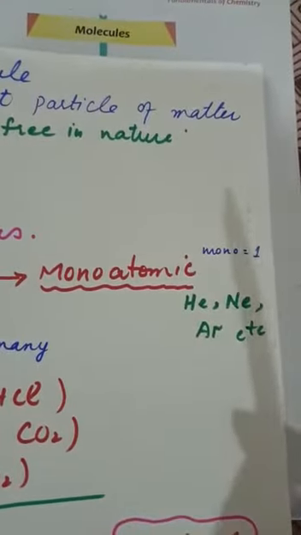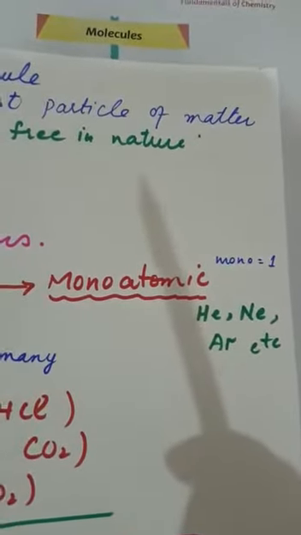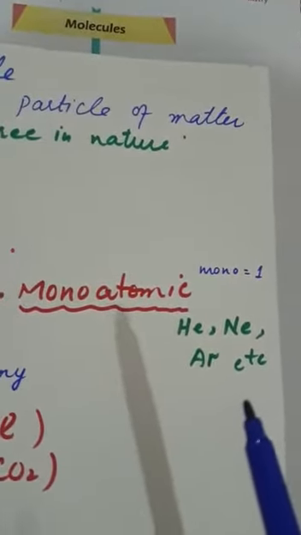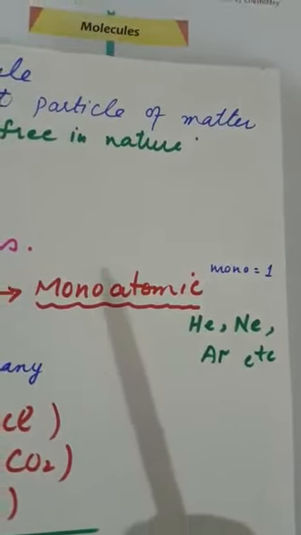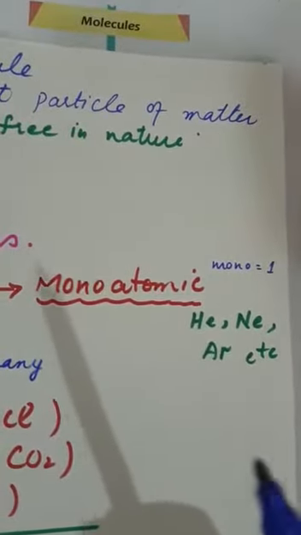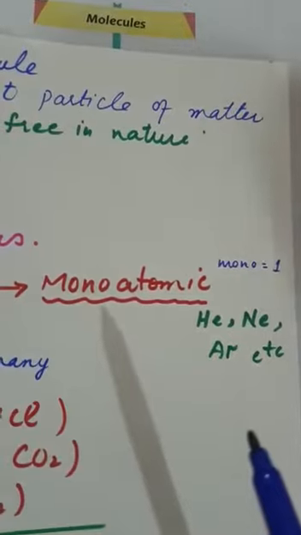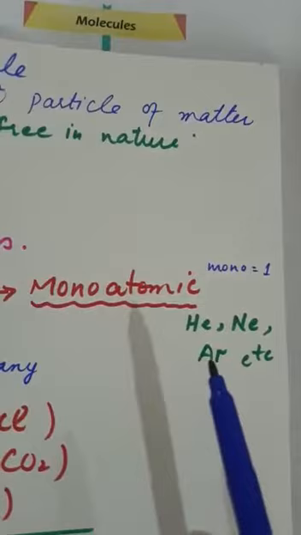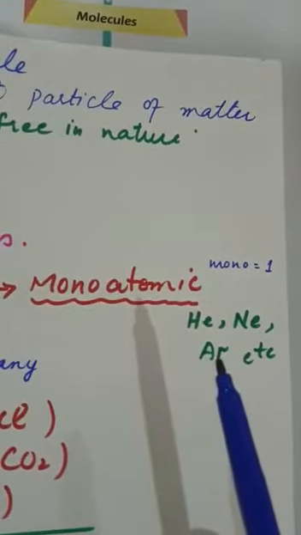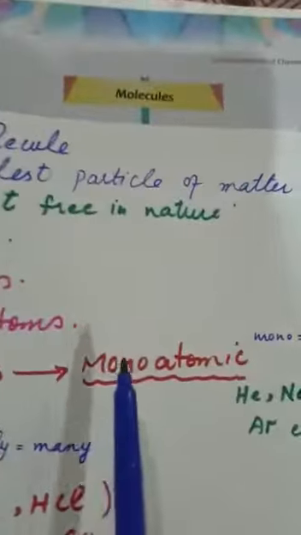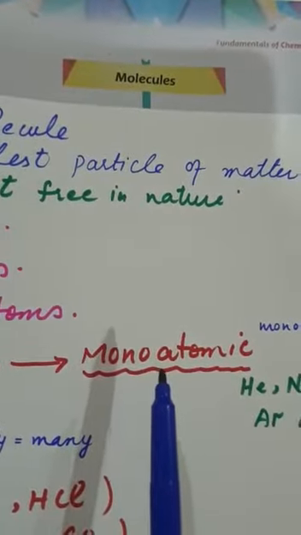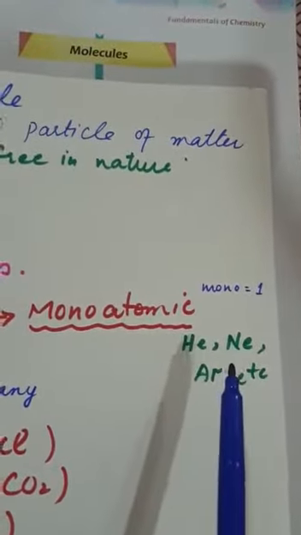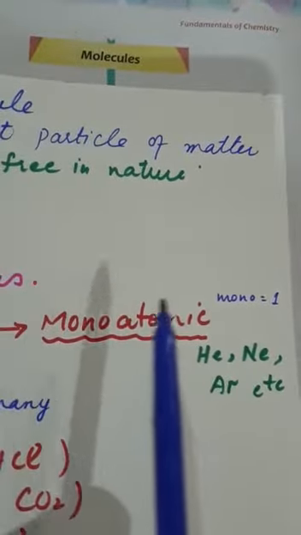So monoatomic molecules are molecules which consist of only one atom, and the examples are helium, neon, argon, etc., because these are the atoms which can exist free in nature. Inshallah, in the next chapter we will discuss in detail why these atoms can exist free in nature. So the first class is known as monoatomic molecule: those molecules which consist of only one atom, because the word mono means one.